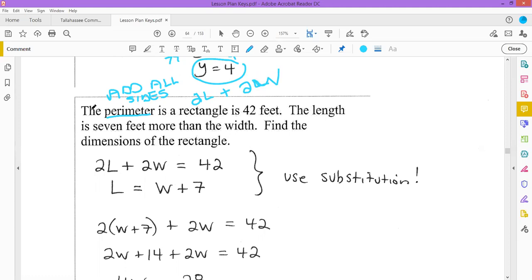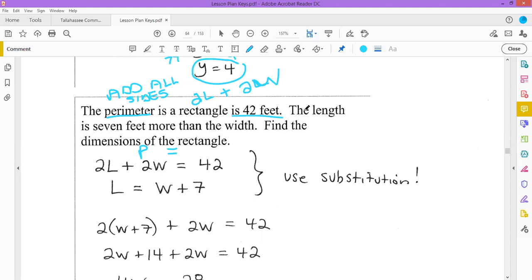So you're given this information. The perimeter of a rectangle is 42 feet. So that formula, 2L plus 2W, remember that's perimeter, is 42. So we wrote 2L plus 2W is 42.